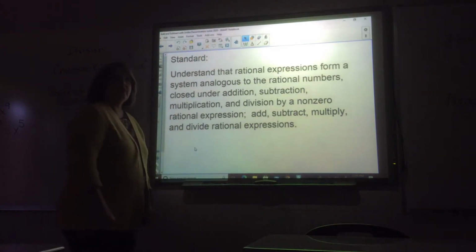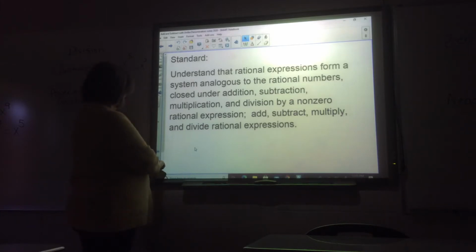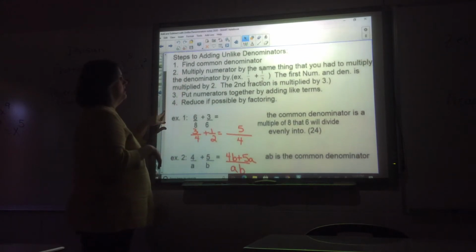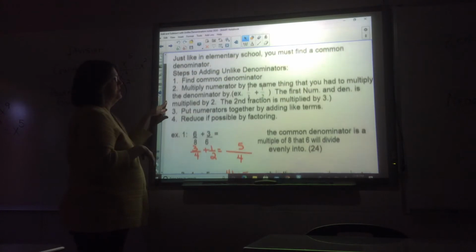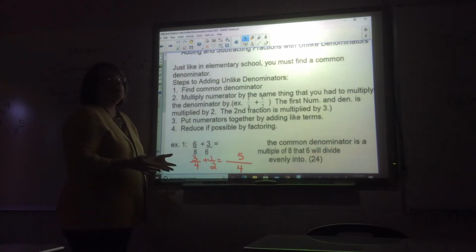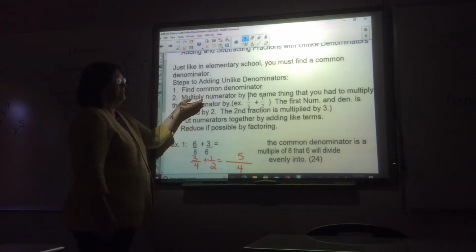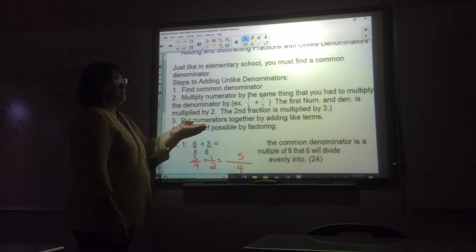We're going to be subtracting rational expressions today with unlike denominators. Whenever you are adding and subtracting with unlike denominators, now you did this in elementary school, what you have to do is find a common denominator first. You want to multiply the numerator by the same thing that you have to multiply the denominator by. Then you want to put your numerators together by adding like terms, and if there's any simplifying to do, you want to simplify.